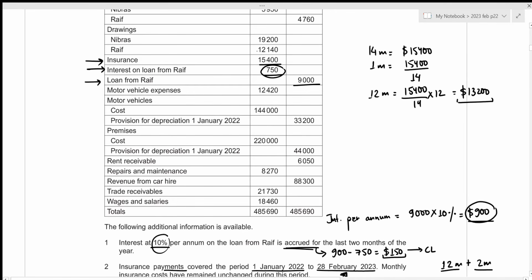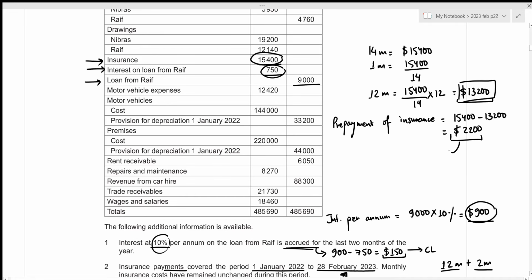Now this is the total amount paid, whereas this amount relates to our current year, which means that the difference between these two amounts will act as our prepayment of insurance. So that's prepayment of insurance. That's going to be 15,400, which is the total paid amount, minus 13,200, which is the amount for the year ended 31st December 2022. So our prepayment is of 2,200. And since this is the prepayment of expense, this now will act as our current assets.